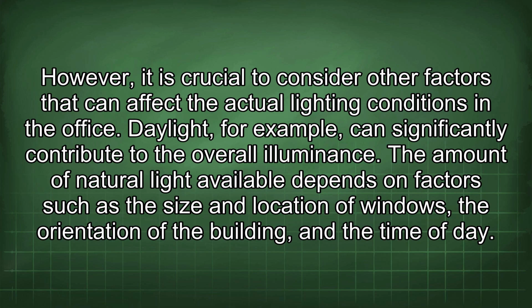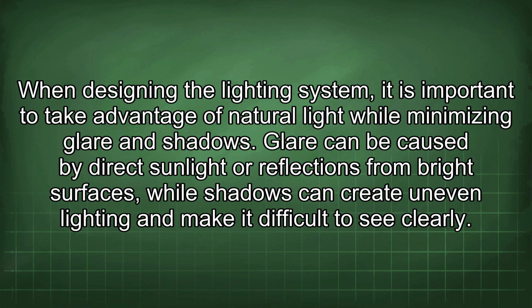Daylight, for example, can significantly contribute to the overall illuminance. The amount of natural light available depends on factors such as the size and location of windows, the orientation of the building, and the time of day. When designing the lighting system, it is important to take advantage of natural light while minimizing glare and shadows.